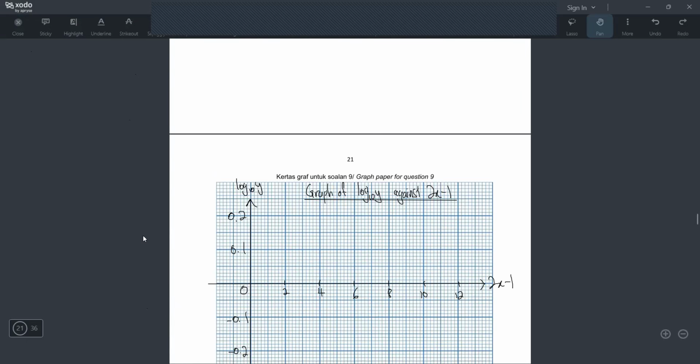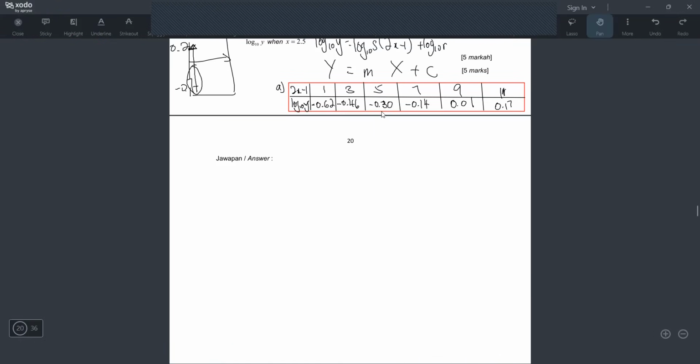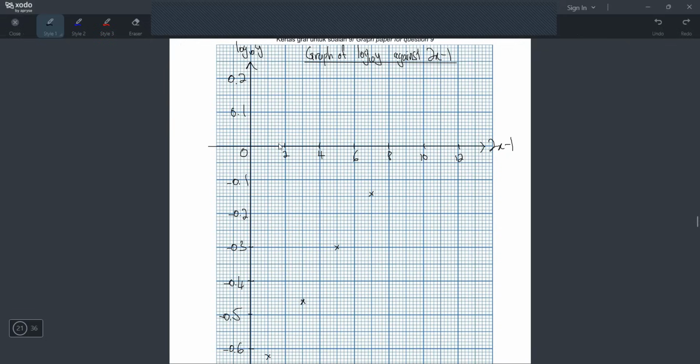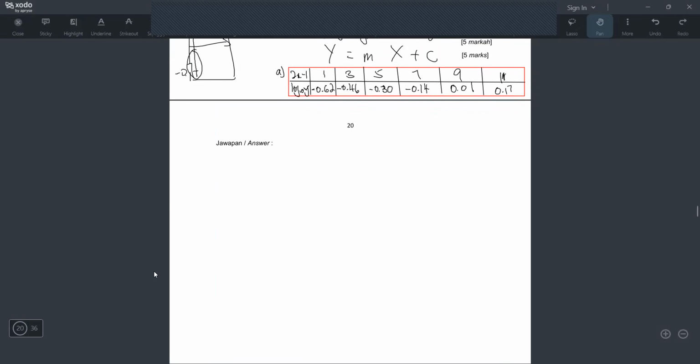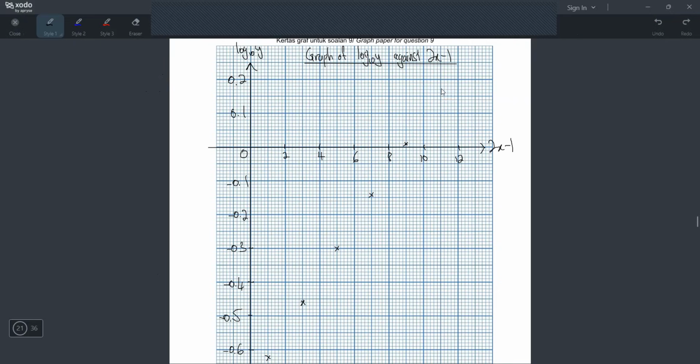7, negative 0.14. Let's go. 7 is here. Negative 0.14. I think this is 0.15, and this one is 0.14. Okay. So yeah. Now the next one, 9, 0.01. I think it's here, and then go up one only. 9, 0.01, correct. Okay, next, 11, 0.17. I think it's here. 0.17. So I think it's here.